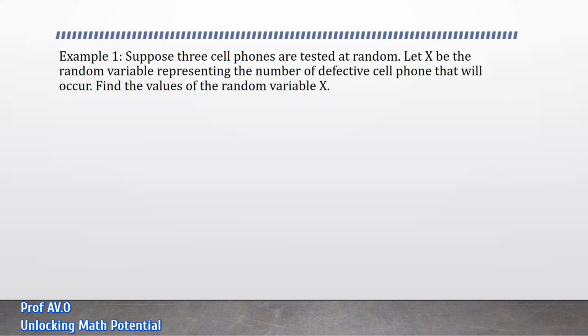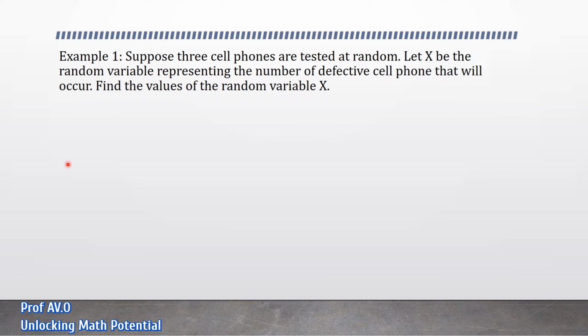Let's have our example number 1. Suppose 3 cell phones are tested at random. Let x be the random variable representing the number of defective cell phones that will occur. Find the values of the random variable x. So here, in our example number 1, the given number of cell phones is 3, and these 3 cell phones are being tested at random. So our random variable x here is the number of defective cell phones that will occur.